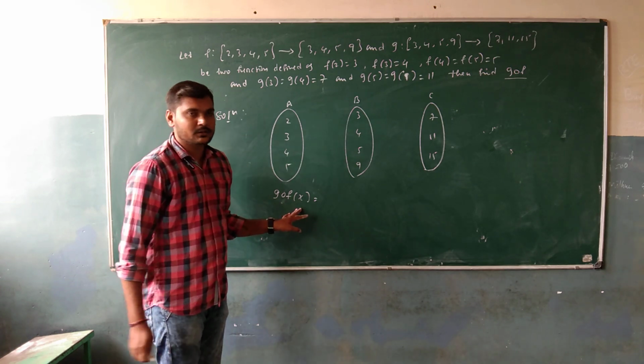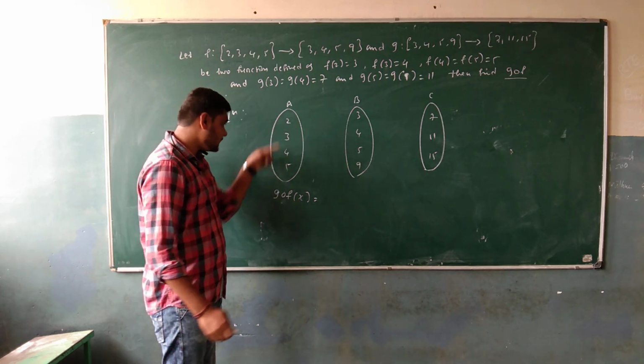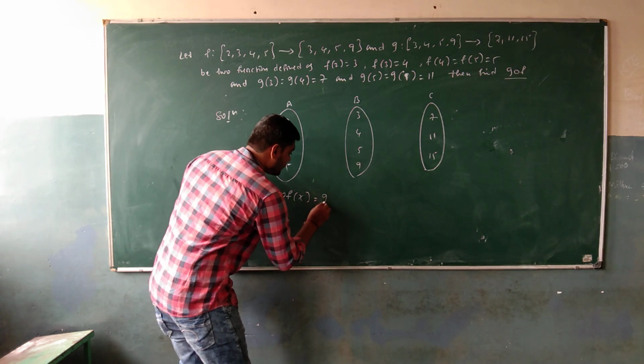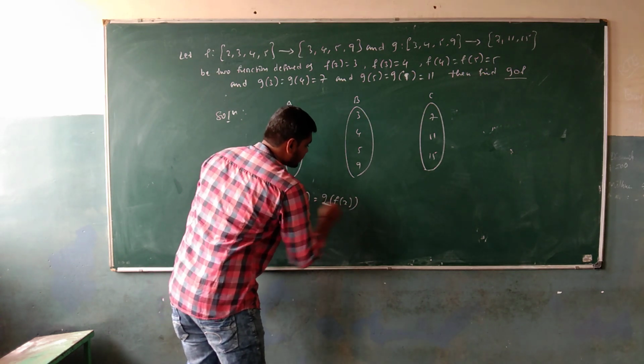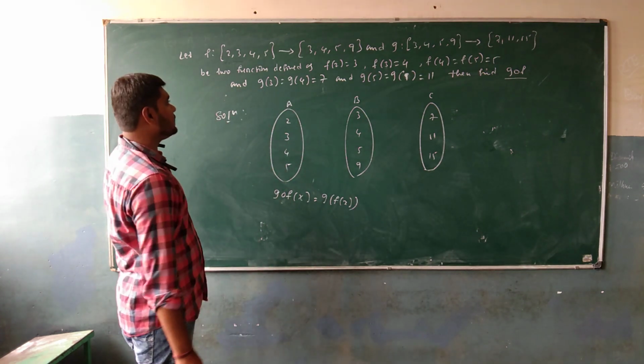We can say g o f of x, where x is the element present in set A. So it is g of f of x. Clear? Now see how it is defined.